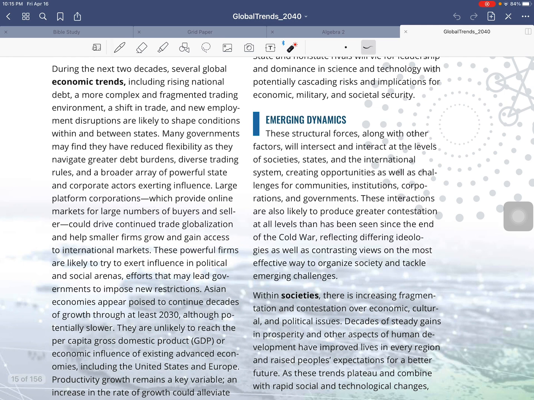Emerging dynamics. These structural forces, along with other factors, will intersect and interact at the level of society, states, and the international system, creating opportunities as well as challenges for communities, institutions, corporations, and governments. These interactions are also likely to produce greater contestation at all levels than has been seen since the end of the Cold War, reflecting differing ideologies as well as contrasting views on the most effective way to organize society and tackle emerging challenges.